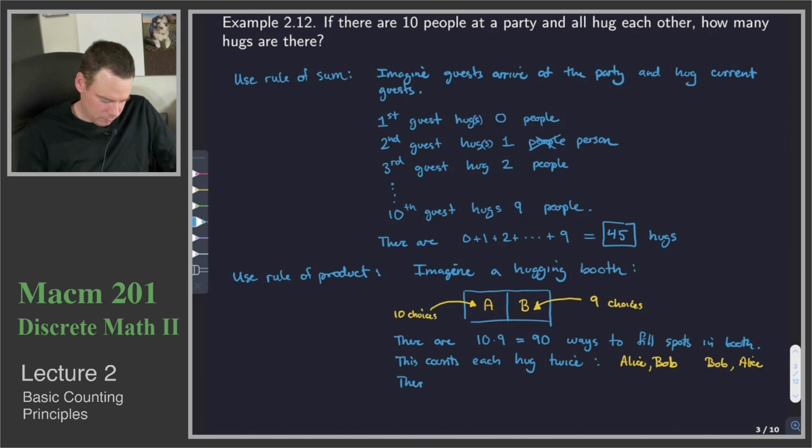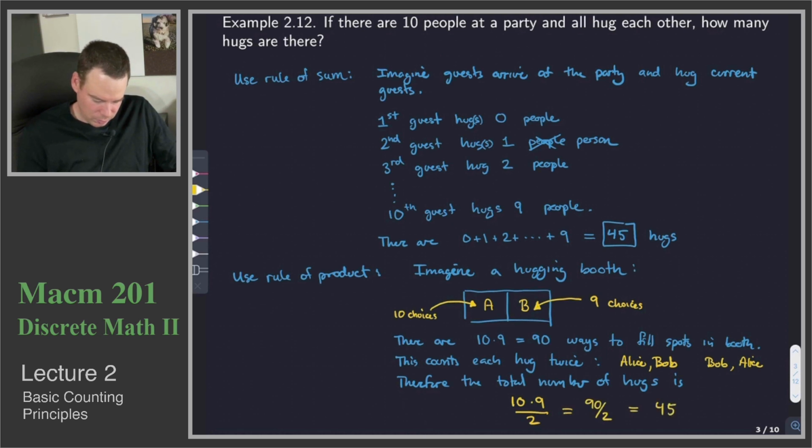Therefore, the total number of hugs is 10 times 9 divided by 2, which is 90 over 2, or 45. And so we can see we get the same answer as we had before. We just counted it in a different way. In this case, we used the rule of product, whereas in the first case, we used the rule of sum.